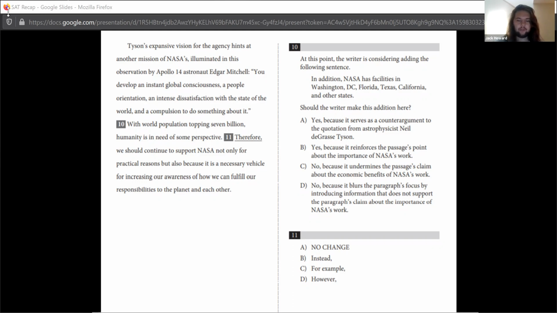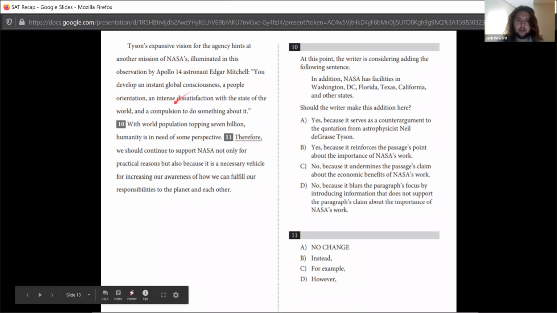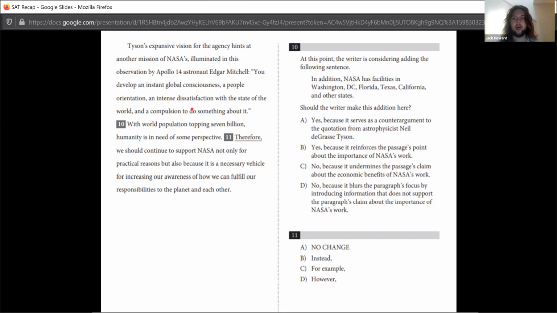However is a counterfactual, as in, if you're using however to start a sentence, the sentence you're starting should oppose the previous sentence in some way. So, is the statement that we need some perspective contradictory to the statement that we should continue to support NASA? I would argue it is not, because if you look back up here, this whole quote certainly could be boiled down to space travel helps deliver some perspective.